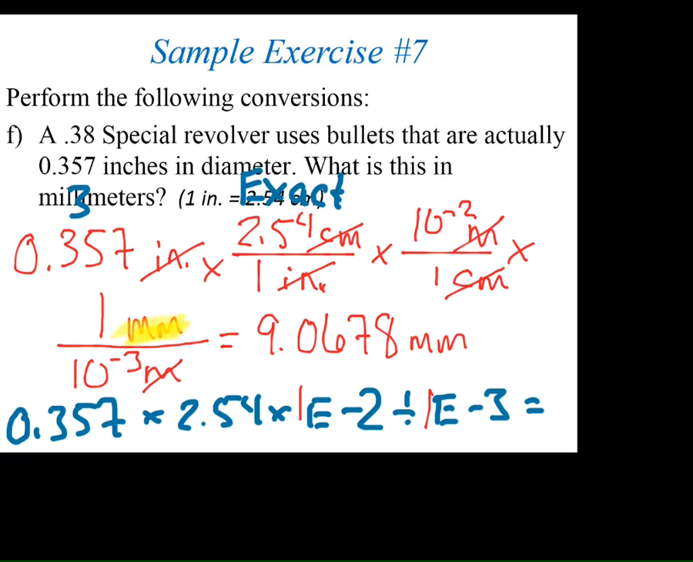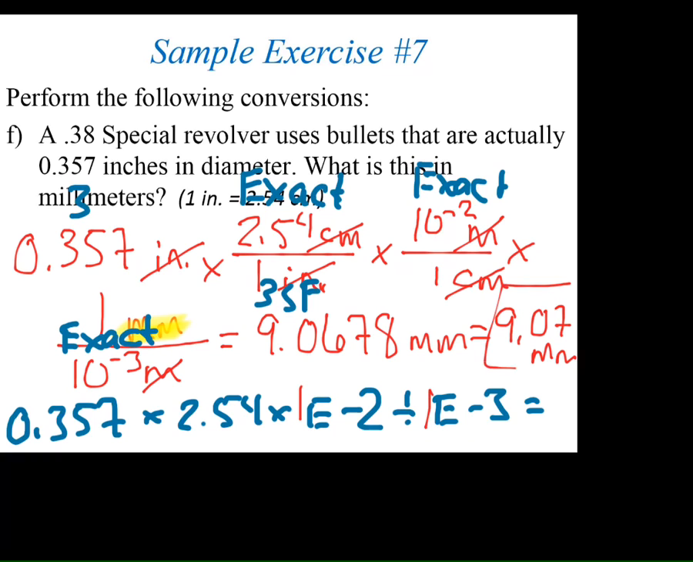How about 10 to the negative 2? That's exact, right? Both are metric. That's been defined to be true. How about 10 to the negative third? That's exact, that's been defined to be true. So how many sig figs should the answer have? 3 is the fewest, yes. So you would round that off and you would say 9.07 millimeters, right? Something like that.